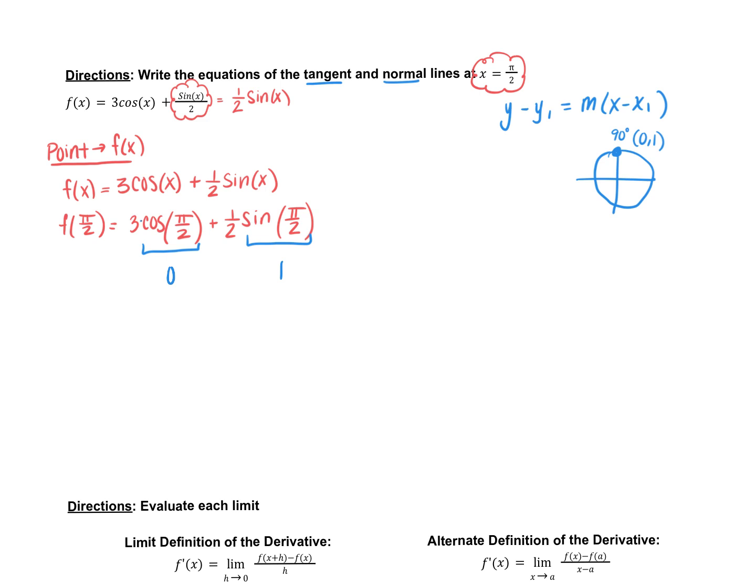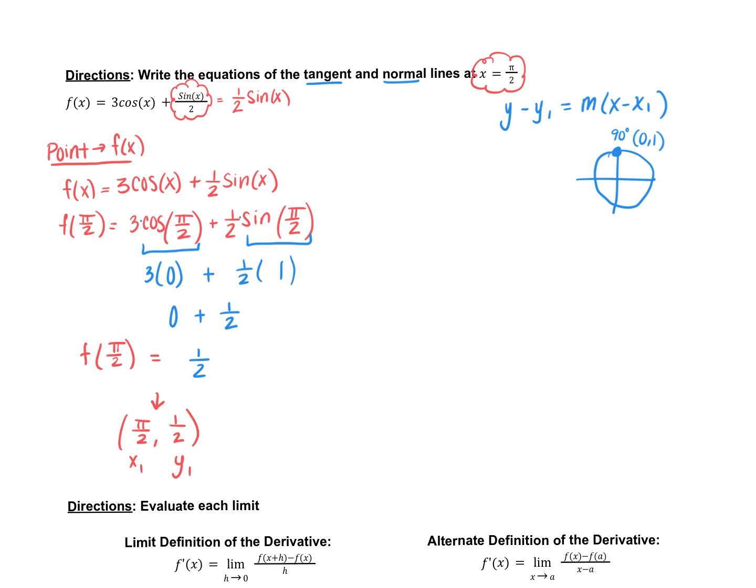Don't forget to bring down the 3 that I'm multiplying by, and the 1/2 that I'm multiplying by. So 3 times 0 is 0, and 1/2 times 1 is 1/2. So 0 plus 1/2 is 1/2. So your point, f of pi over 2, is 1/2. Remember that corresponds to an x value of pi over 2 and a y value of 1/2. Here's your x1, here's your y1. So we're halfway there. We now need a slope.